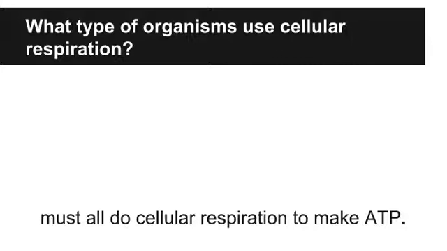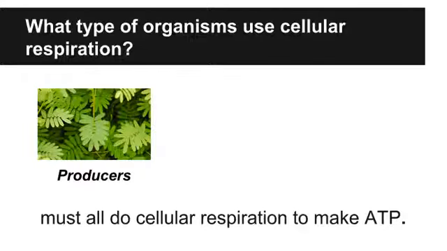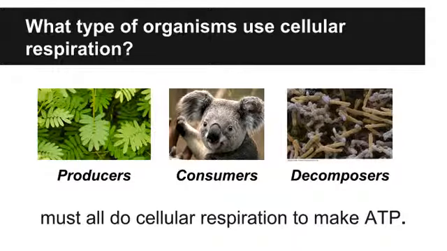What type of organisms use cellular respiration? Do producers, consumers, and decomposers all use cellular respiration? You're probably thinking that producers like plants don't breathe, but they actually do. Producers, consumers, and decomposers all do cellular respiration in order to make ATP. Think about it like this: plants need to grow. They make their own energy to grow, but they have to take that energy and make it into ATP so that they can grow. So they are just like us. Every single living thing on Earth does cellular respiration.